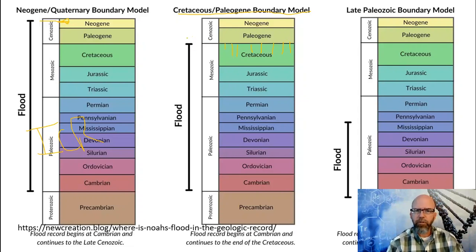This is why this is the most attractive model to young Earth creationists. And this is, AIG would... This is Andrew Snelling. I can't write very well. So that's Answers in Genesis.